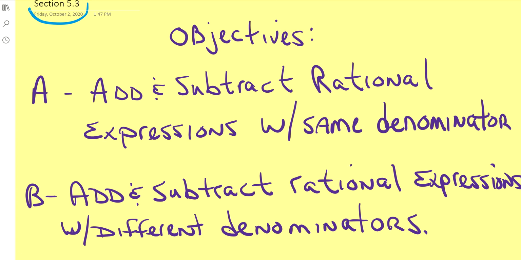But nevertheless, section 5.3, the objectives are to add and subtract rational expressions with the same denominator, much like we do when we're solving fractions with the same denominator with numbers. Now we're going to have polynomials involved. And objective B is to add and subtract rational expressions with different denominators. So let's start with our first objective, A, adding and subtracting rational expressions with the same denominator.